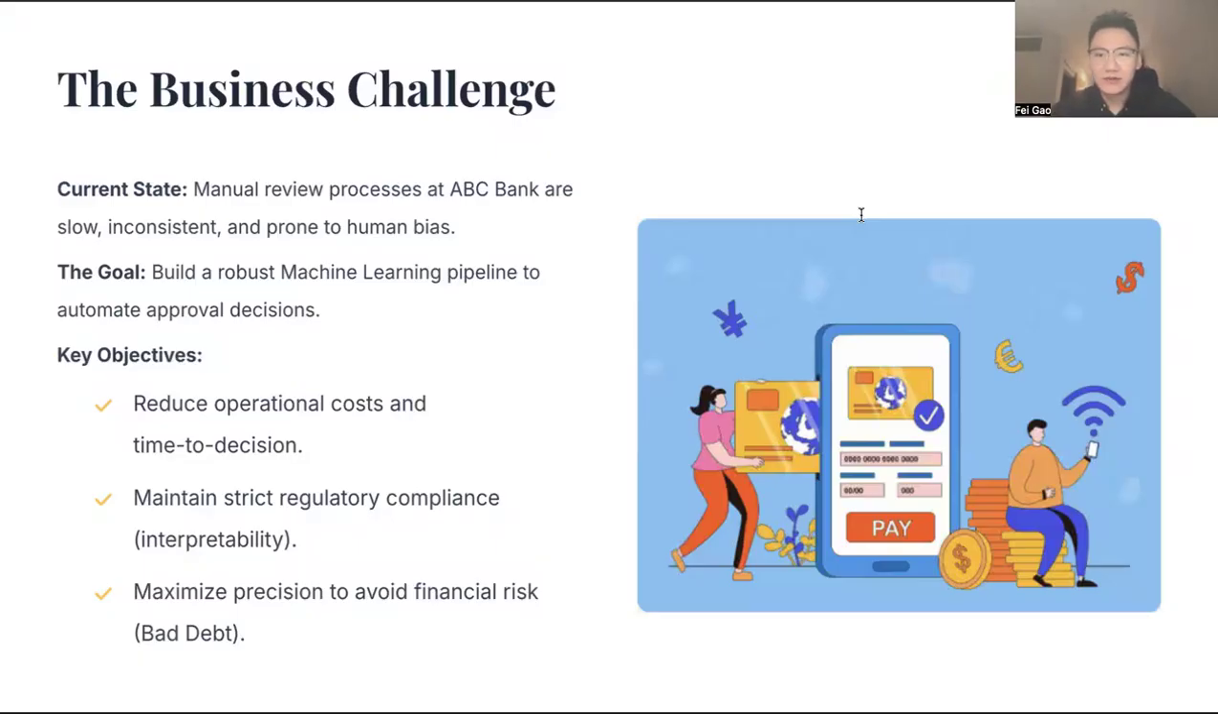So currently, the manual review process is slow and prone to bias. My goal was to build a machine learning pipeline that automates approvals, reducing operational cost while maintaining high accuracy. The target variable here is binary: 1 for approved and 0 for denied.